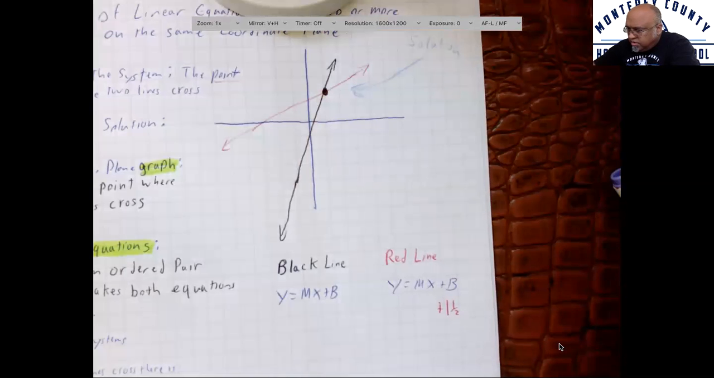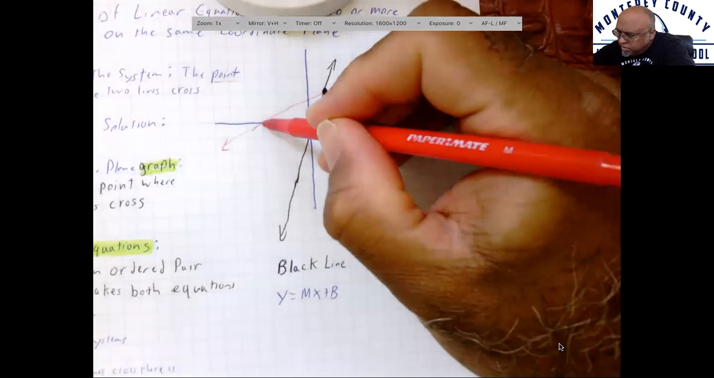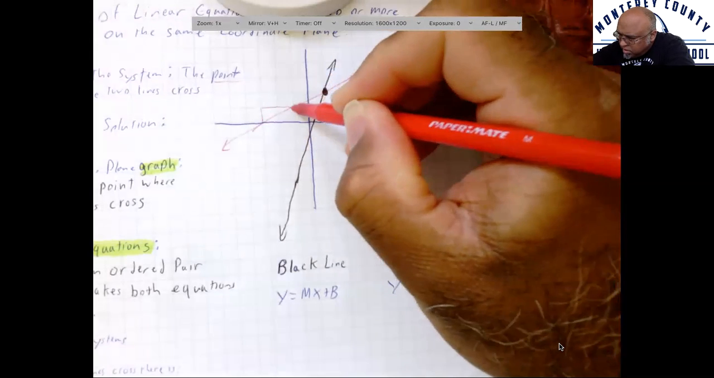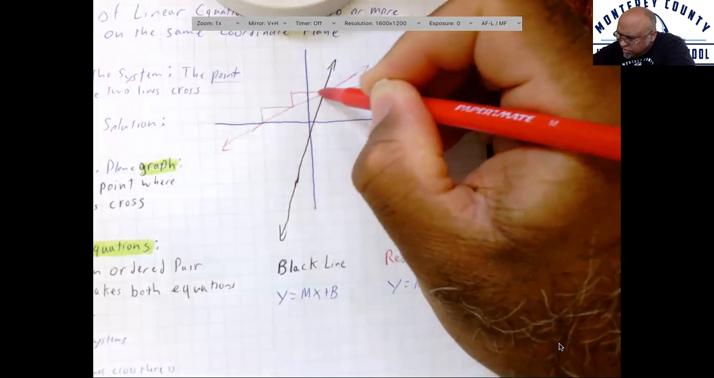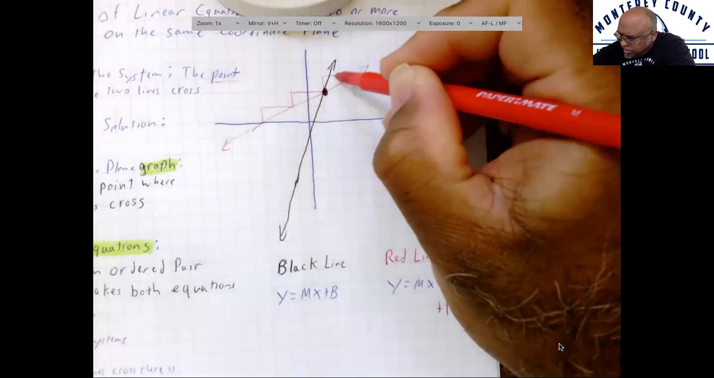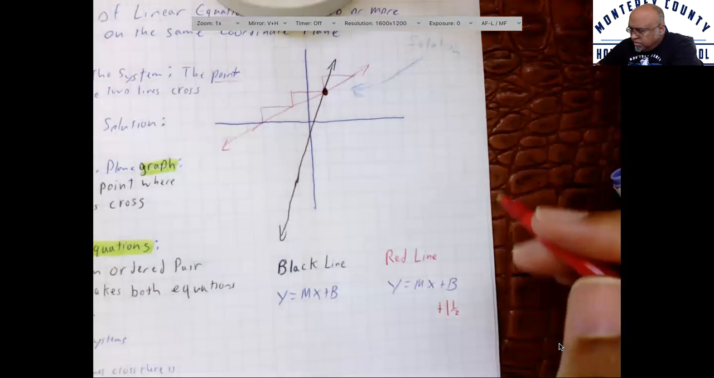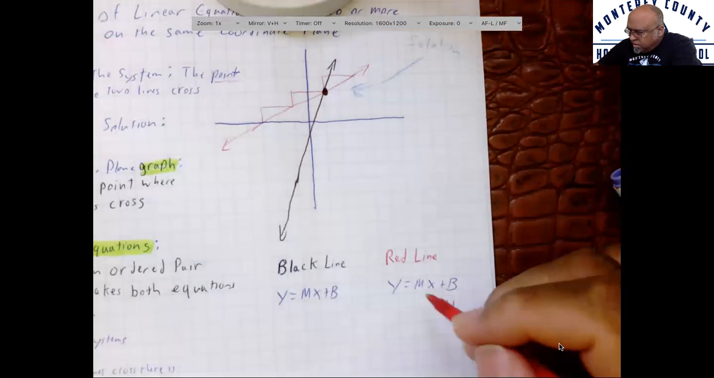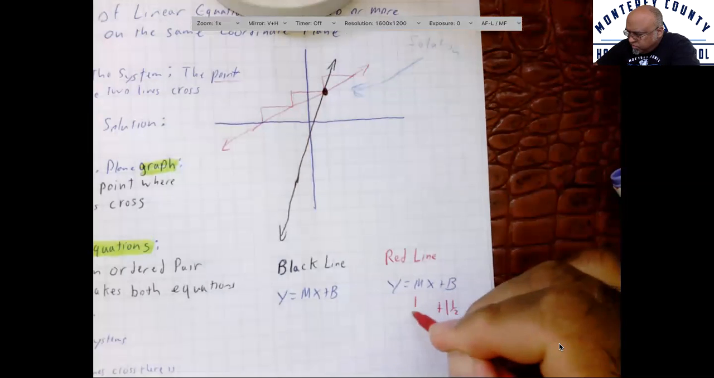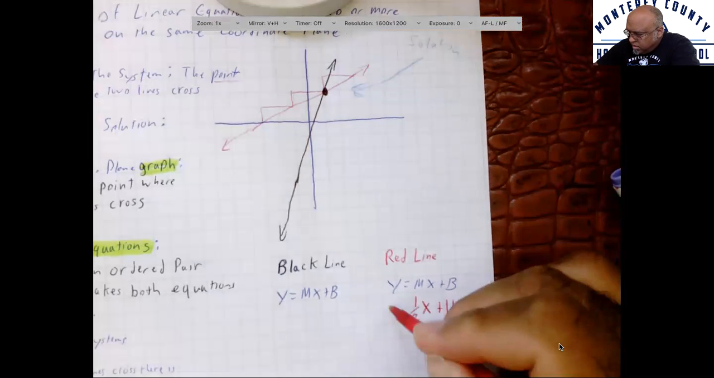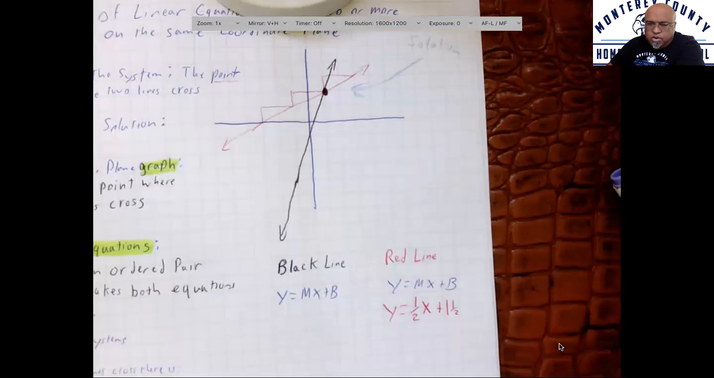Now let's take a look and see if we can find the slope. Start at a point, go up 1 over 2, up 1 over 2, up 1 over 2. Yep. So the slope would be up 1 over 2. All right, so we were able to get an equation. So y is equal to 1/2 x plus 1.5.